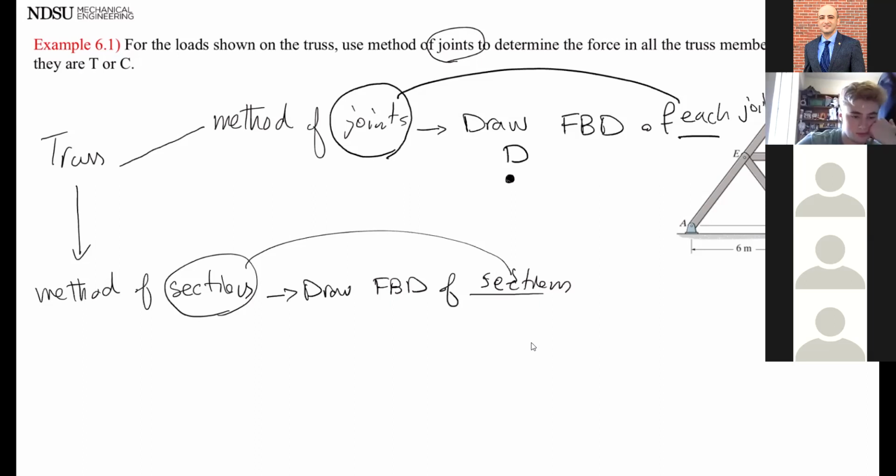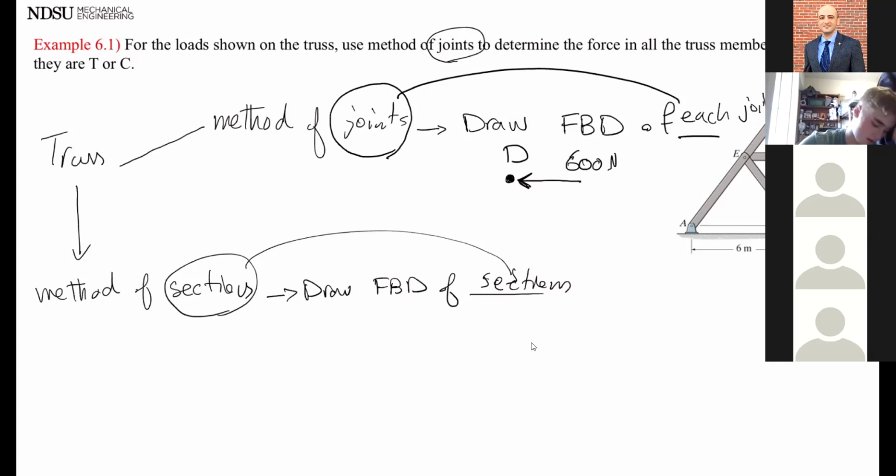What active force do you see on joint D in this figure that we have on the corner? 600 newtons. I see 600 newtons going this way. If I ask you, is this in compression or tension, what would you say? This 600 newtons. Wouldn't it be tension? It is in compression.